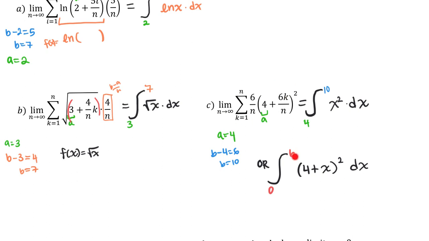Okay, so b minus a over n, 6 over n. If I plug into this function 4 plus, instead of a, I plug in 0 plus 6k over n, I get this, and then I square it. So these would give me the same result, and they represent the same area under the curve. So there's more than one way to represent this. Sometimes on a multiple choice, they'll give you some options, and you just need to see which one works.